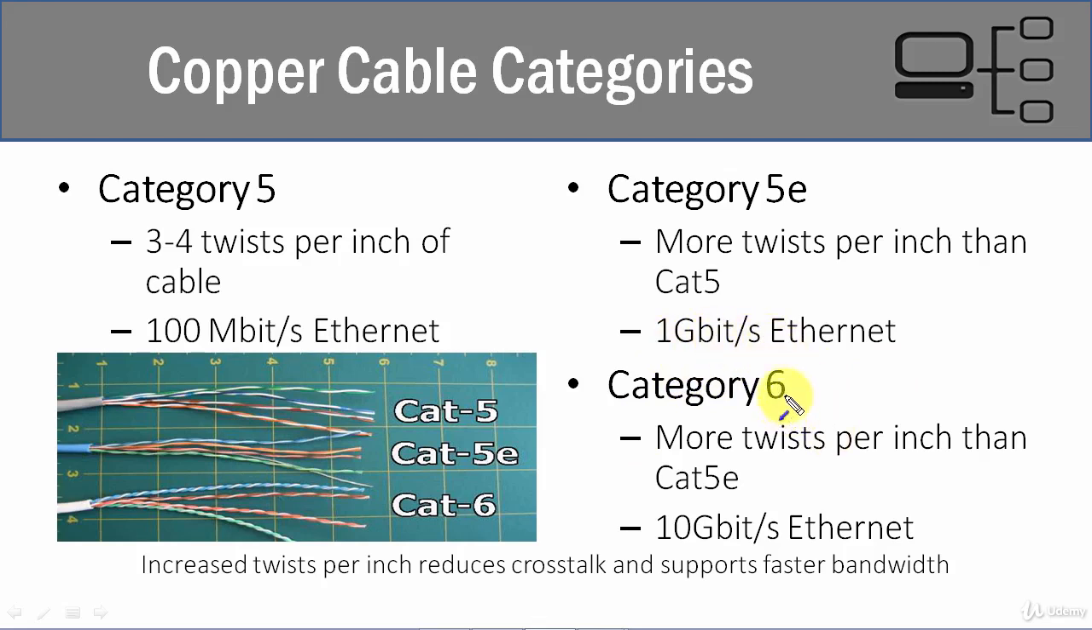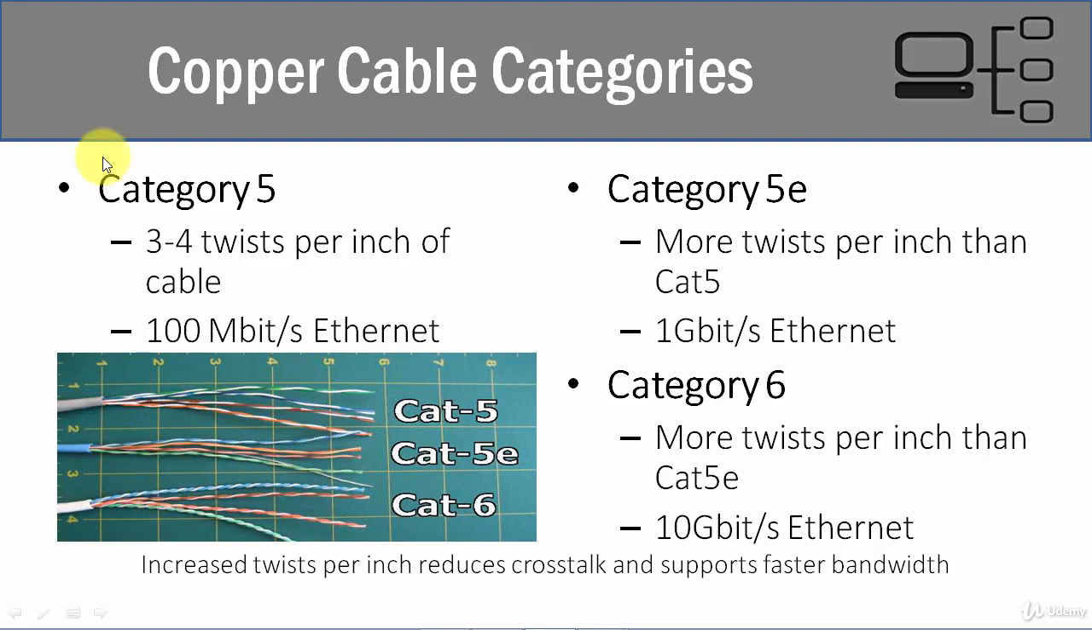And then Cat 6 is the fastest out of these three. And again, this one has many more twists. So if we look from here, you're going to see a huge, drastic difference in twists per inch. And this will support up to 10 gigabit per second. So we're going from 100 megabit to 10 gigabit per second just from going from here to here. And the cabling itself is the same. The only difference is the number of twists per inch.